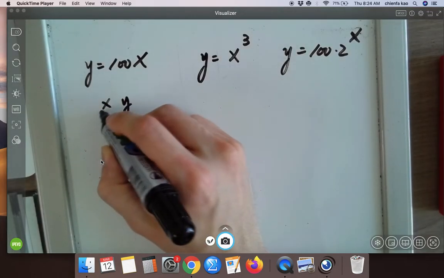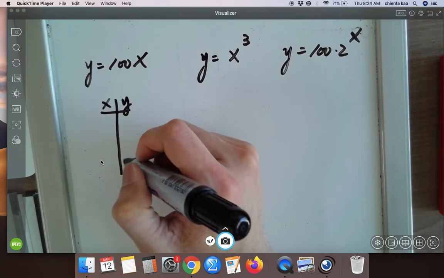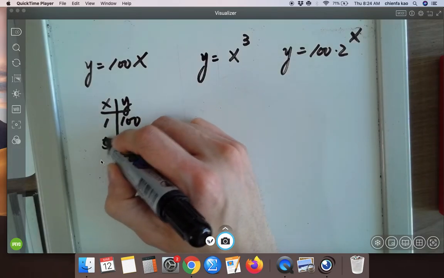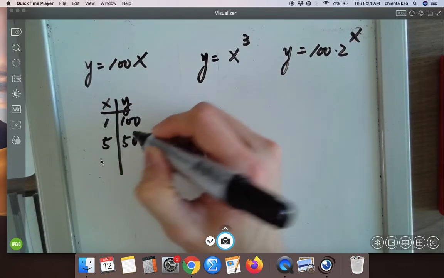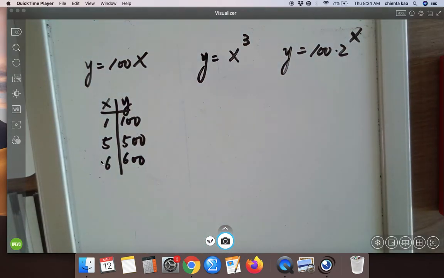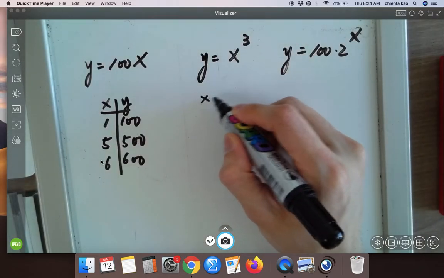Let's just say that one day you make $100. So if one day you will make $100, on the fifth day you will have made $500. So on and so forth, 600. Okay, and this function, let's just talk about that.